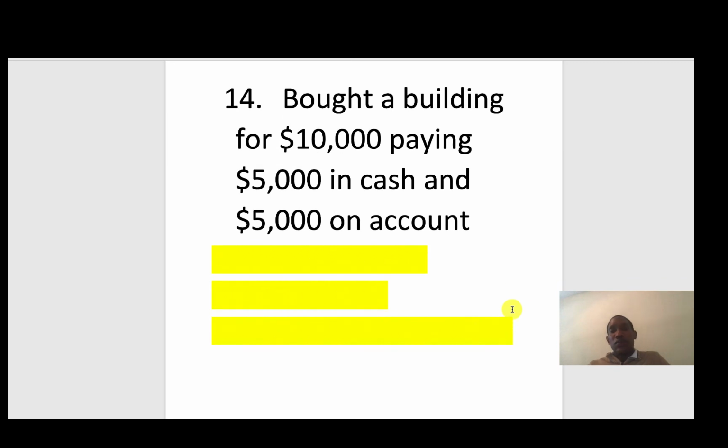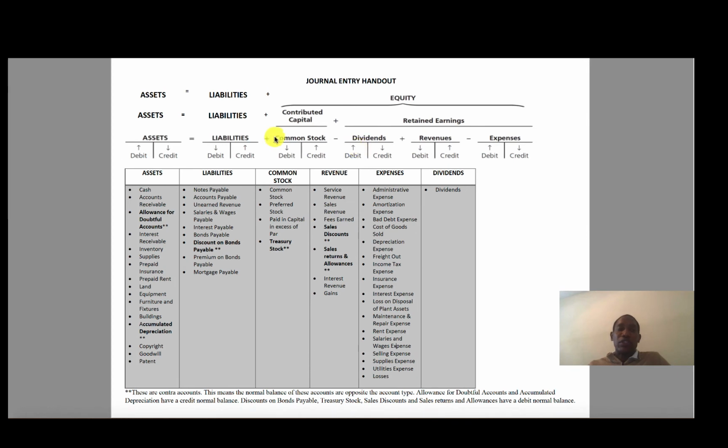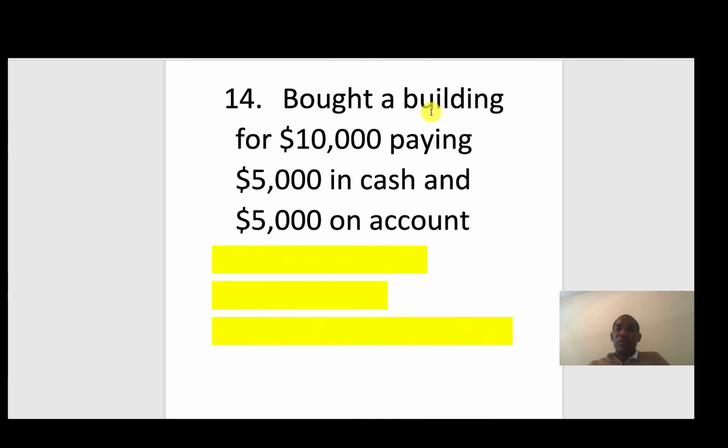So now here we have another one. Take a look at this and see if you can do this on your own. Pause the video, see if you can figure this one out. Okay, so let's do it. Let's break it up, okay? You bought a building for $10,000. Let's stop right there. You purchased the building. So what's going to happen to the building? What account is that?